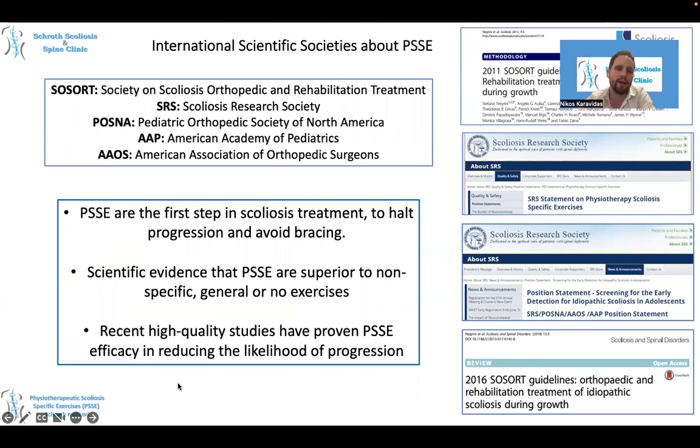So the main messages from these statements are that scoliosis-specific exercises can be the first step in scoliosis treatment to stop progression and potentially to avoid bracing. And we have scientific evidence that scoliosis-specific exercises are superior to non-specific exercises, general or no exercises. And we have recent high-quality studies that have proven the efficacy of scoliosis-specific exercises in reducing the likelihood of progression.